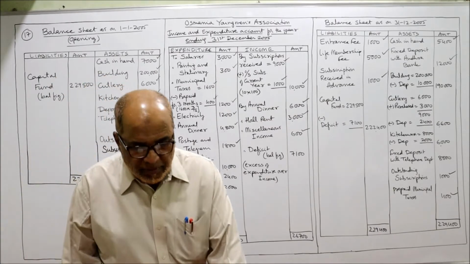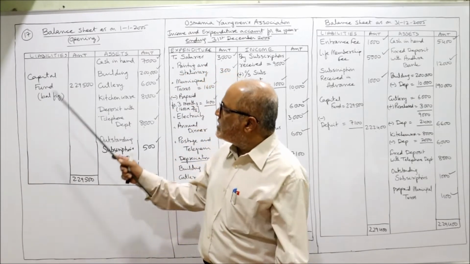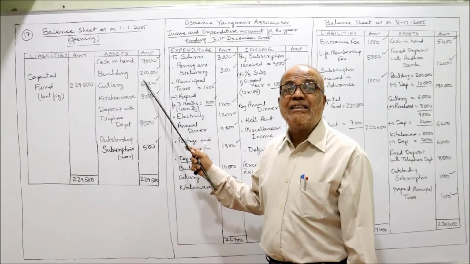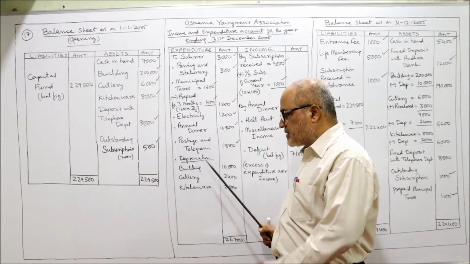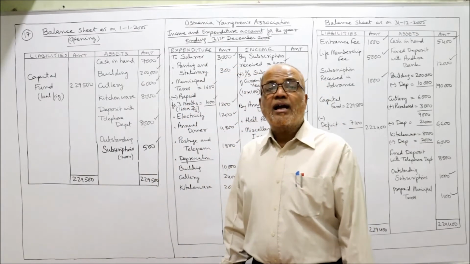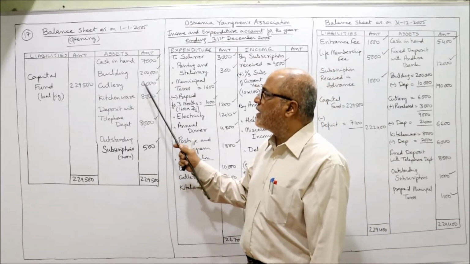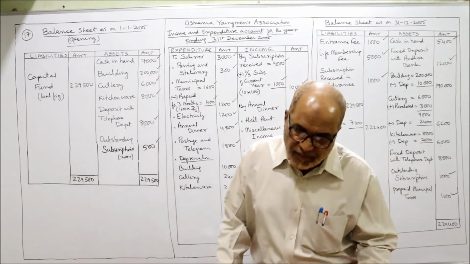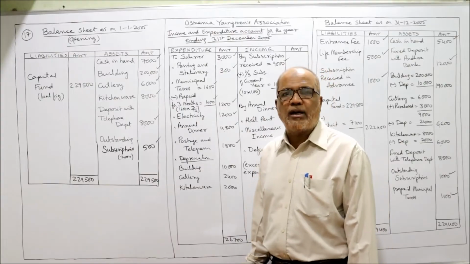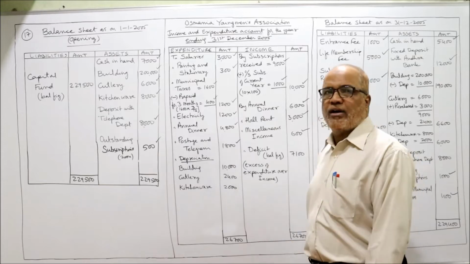Depreciation. In the problem it is given depreciate building at 5%. What is the value of the building here? 2 lakh. 5% of 2 lakh is 10,000. So 10,000 rupees is the depreciation of building. Similarly, cutlery 40%. So how much was the cutlery? 6,000. At the beginning of the year, cutlery was 6,000. So 40% of 6,000, 2,400. So you can see cutlery 2,400.